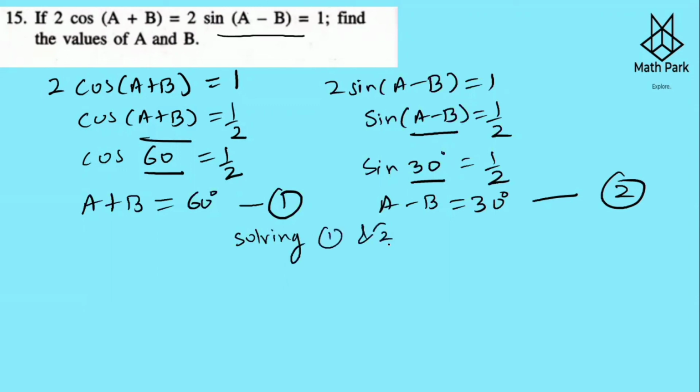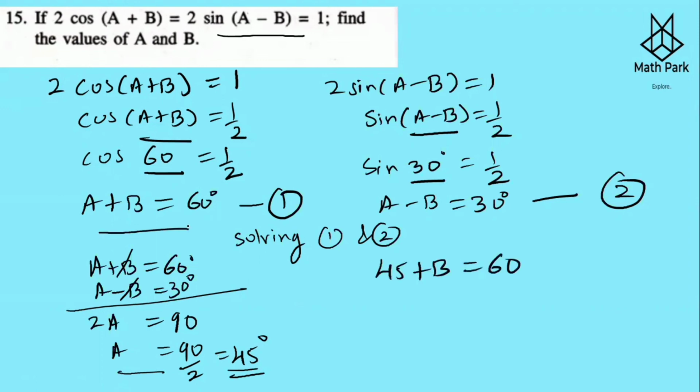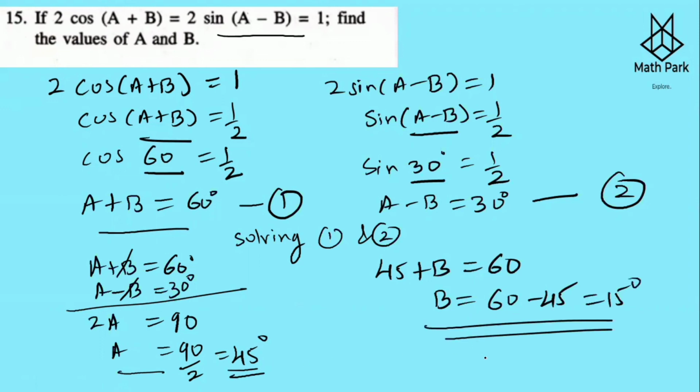Solving 1 and 2, you get A + B = 60° and A − B = 30°. Simply adding these two equations, B minus B is gone. A plus A is 2A, equal to 60 plus 30 which is 90, and A is equal to 90 divided by 2, which is 45°. So this is how we got A as 45°. Now let us substitute this A in equation number 1. So we have 45 + B = 60°. So you get B = 60 − 45, which is 15°. So this is how we got A = 45° and B = 15°.